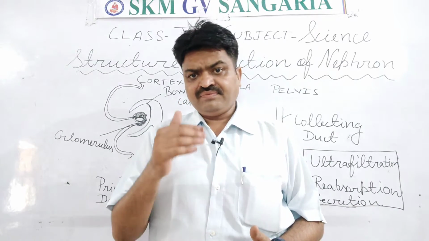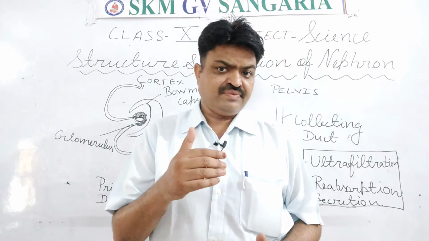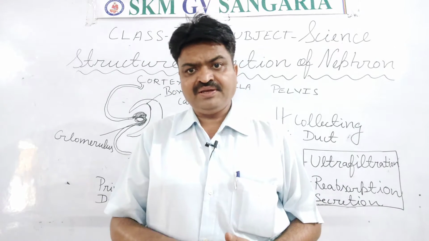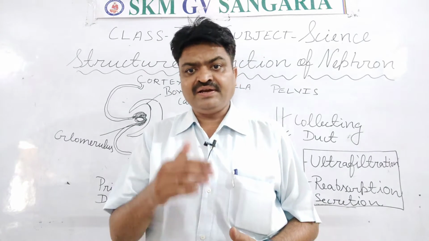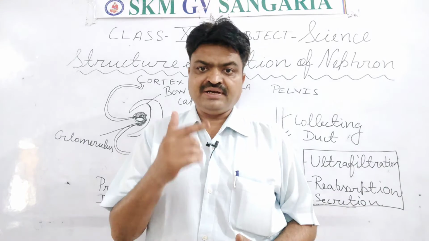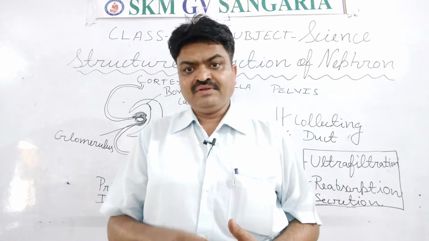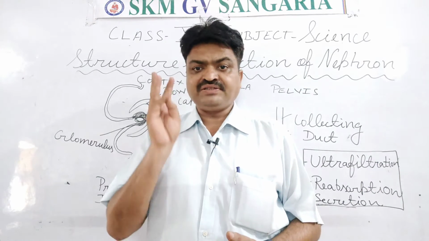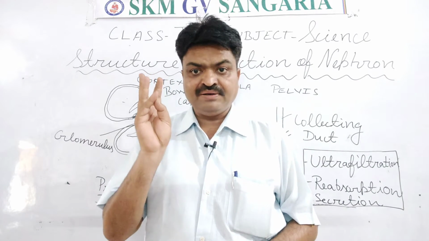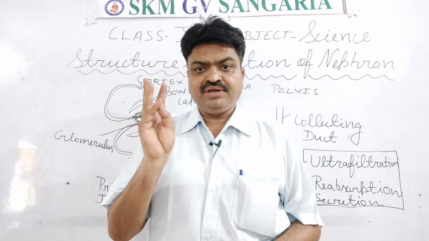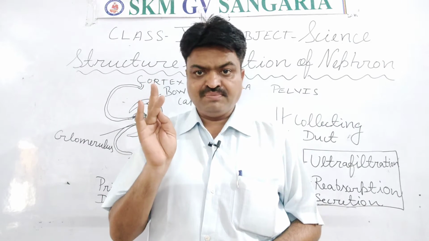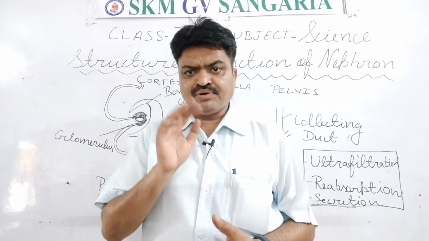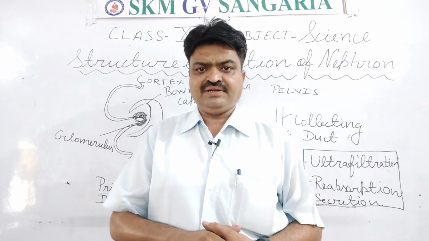About the nephron structure, there are three important parts. First is the Malpighian body, second is the tubular body, and third is the collecting body. These three important bodies are found in the nephron. And these bodies are found inside the kidney.